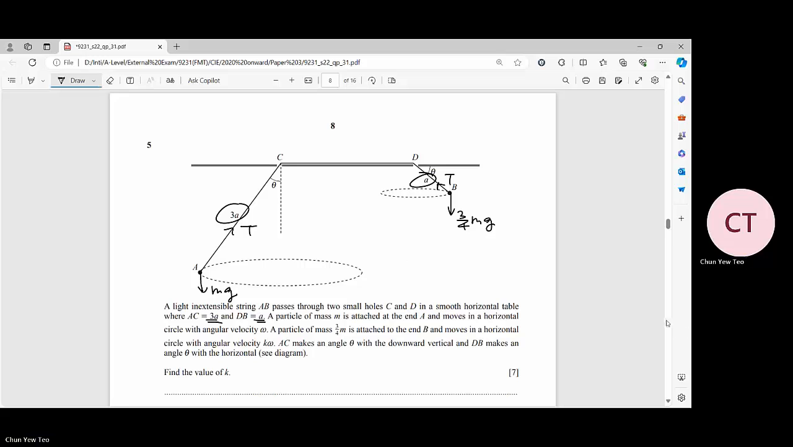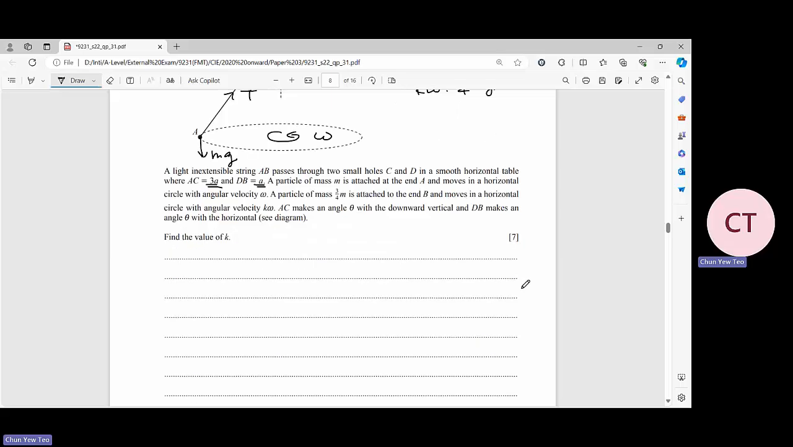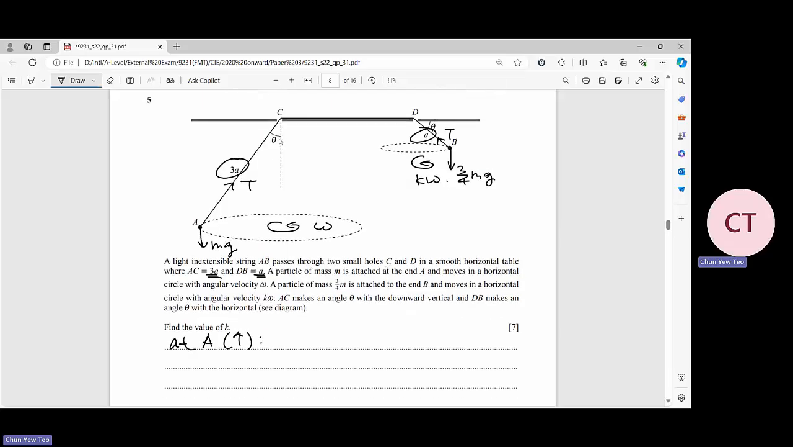Okay, but this one is moving with the angular speed of omega. This one is moving with the angular speed of k omega. Okay, so we just need to consider case by case, A and B separately. So at A, if I resolve the forces vertically, since they mentioned this is theta, it will be T cos theta is equal to mg.